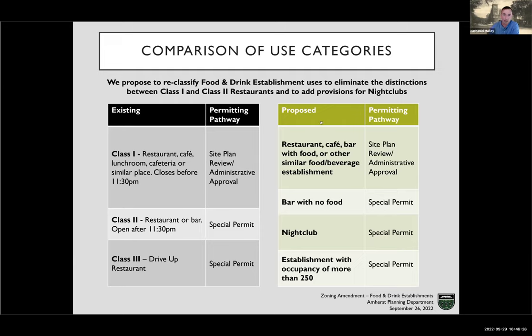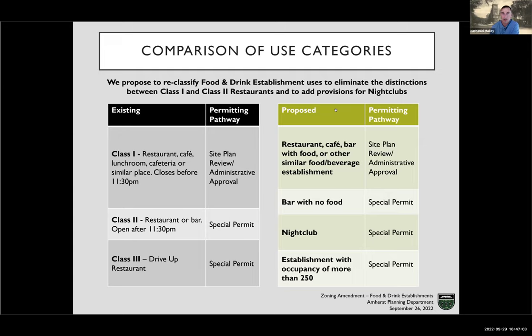So what we're proposing is to eliminate class one, class two, class three. And we're saying we're going to have a restaurant, cafe, bar with food, or other similar establishment. That would be through site plan review or this administrative approval. A bar with no food, that's a special permit. A nightclub, a special permit. And then establishments with an occupant load of over 250. A bar with no food, we say no food because that's what the state and local regulations, how they describe that.